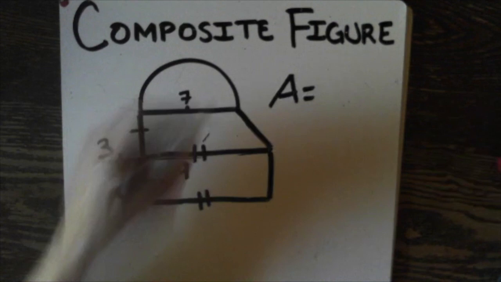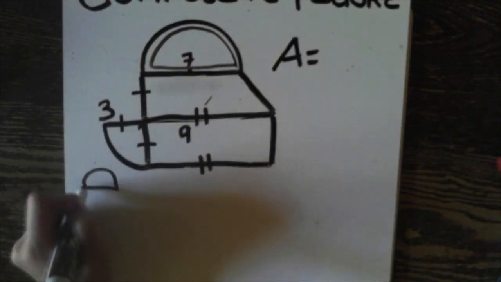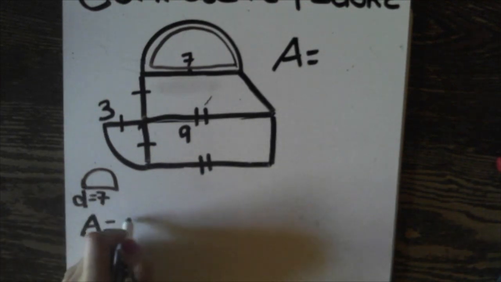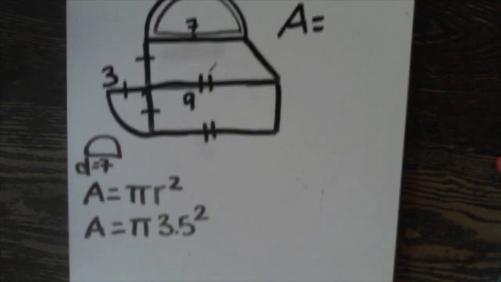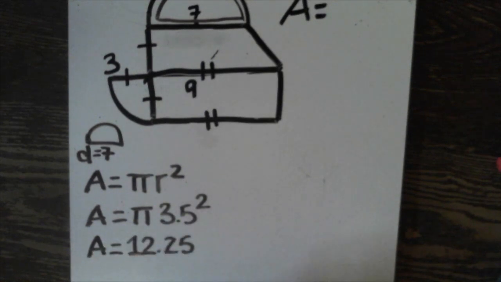A composite figure is made up of many different shapes. Here we have a semicircle. It is half of a circle with diameter 7. Let's find the area of the semicircle. Pi r squared becomes pi times 3.5 squared because the diameter is 2 times the radius. And 3.5 squared is 12.25.